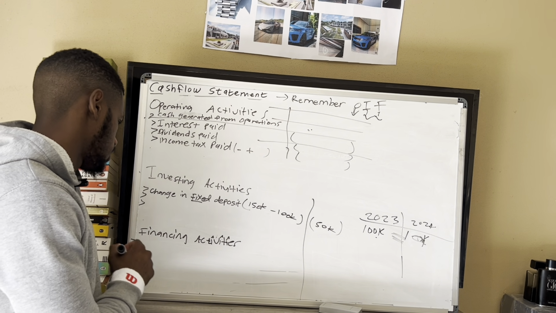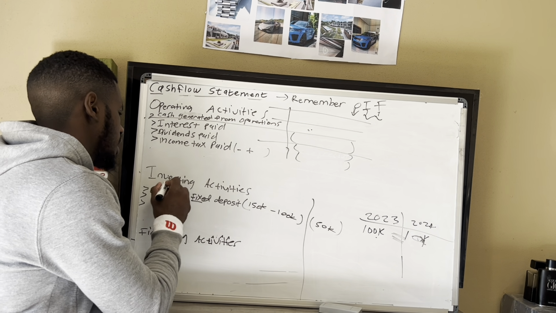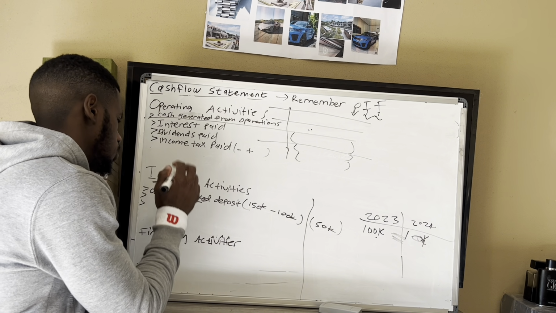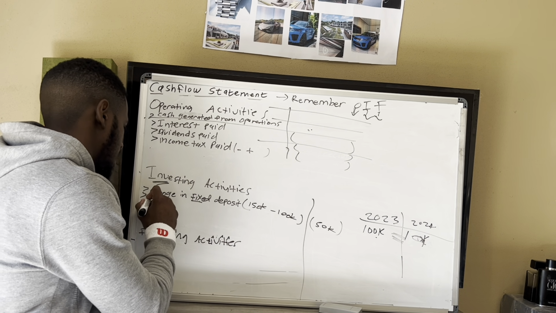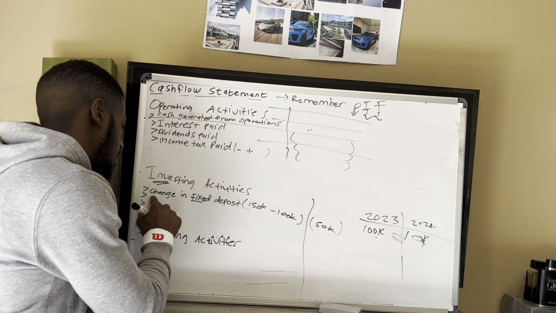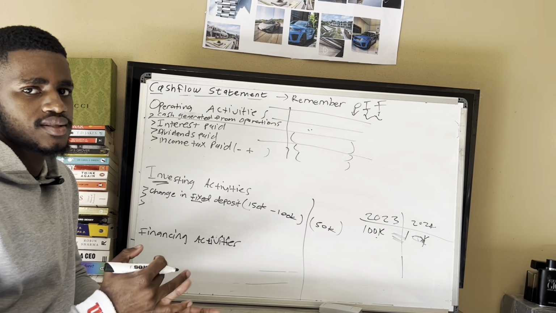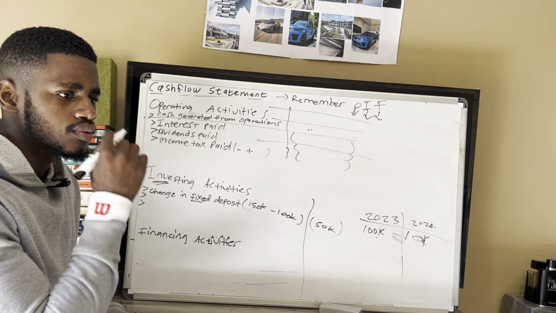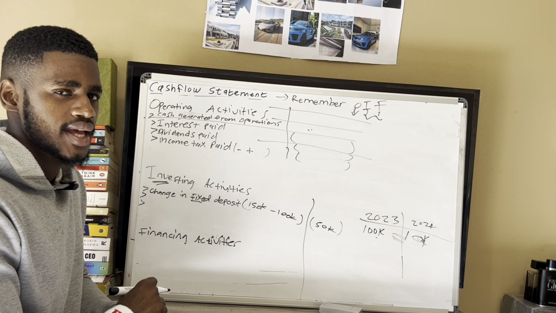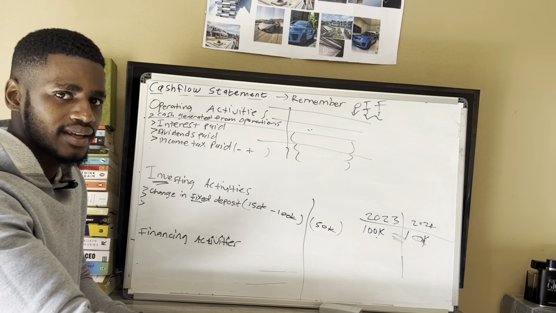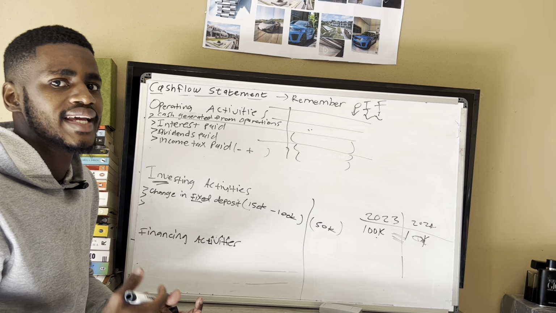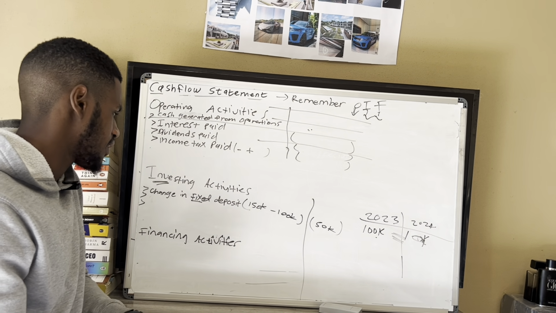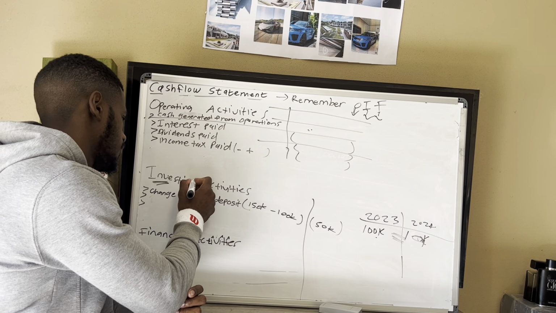That is the first one. Then when it comes to investing, we'll talk about two things: fixed deposits and fixed assets. Now remember, fixed assets are your vehicles, equipment, and land and building. There are two things that can happen with the fixed assets. We can either buy more fixed assets or we can sell our current fixed assets.